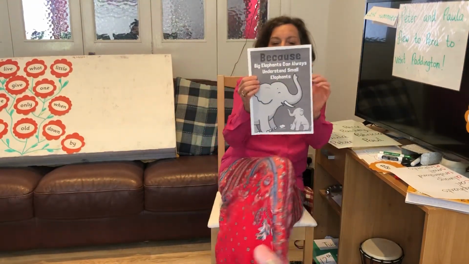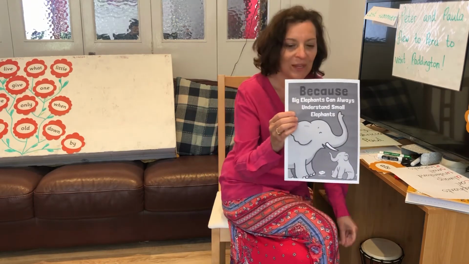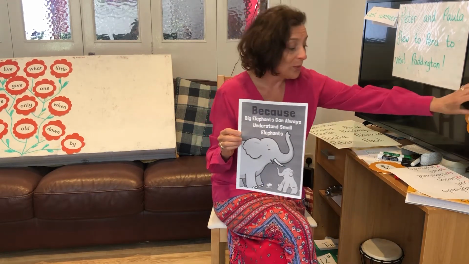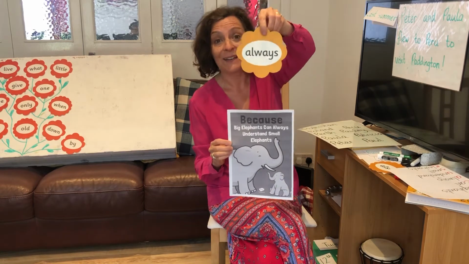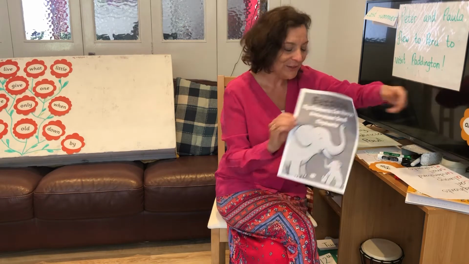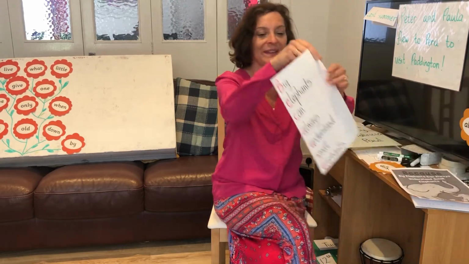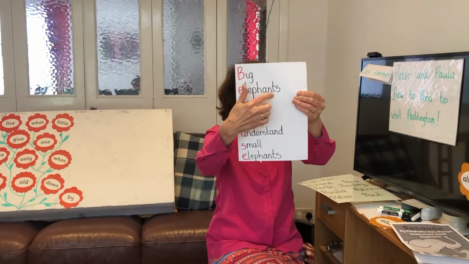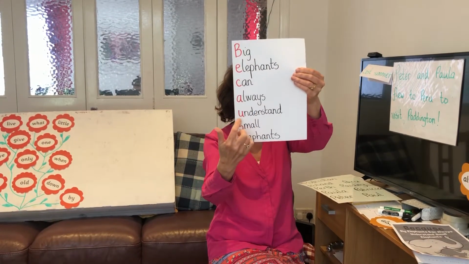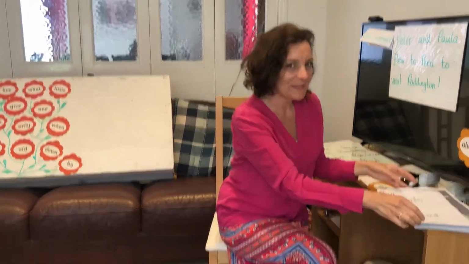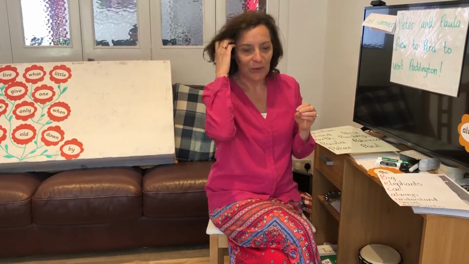There's lots of them. This is the first one I've introduced to you though. So big elephants can always understand small elephants, but you really need to know that always starts with an A. Good. I've written it out like this as well, going down the page: because, big elephants can always understand small elephants. That's just a wee top tip to help you if you're trying to write because on your own.